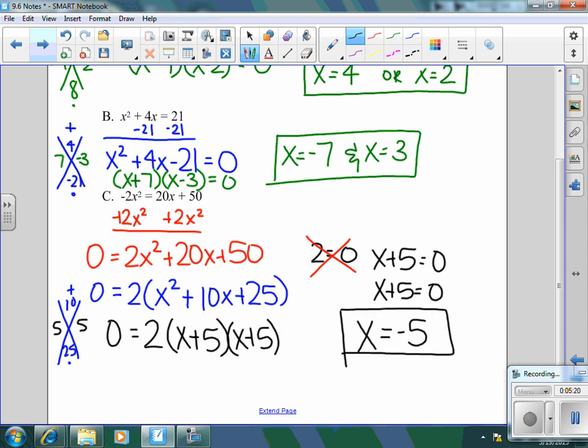So if we were to graph this, it would look like one of these graphs that only crosses once. So the vertex just touches on that negative 5, and it doesn't cross more than once. And that's it. We already know how to do this, so the video is pretty short.